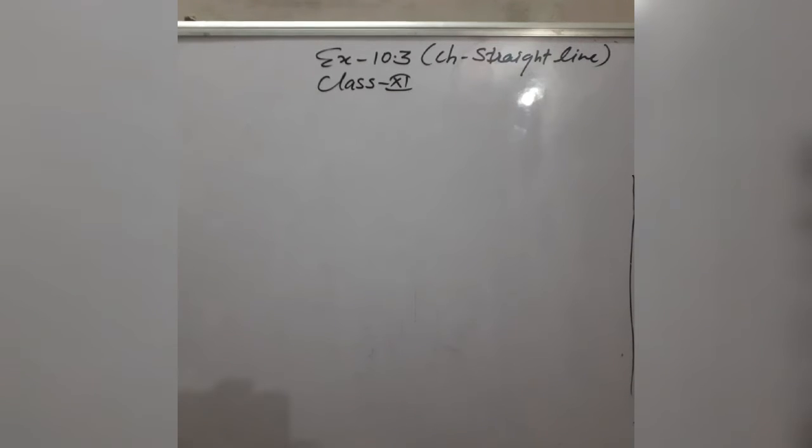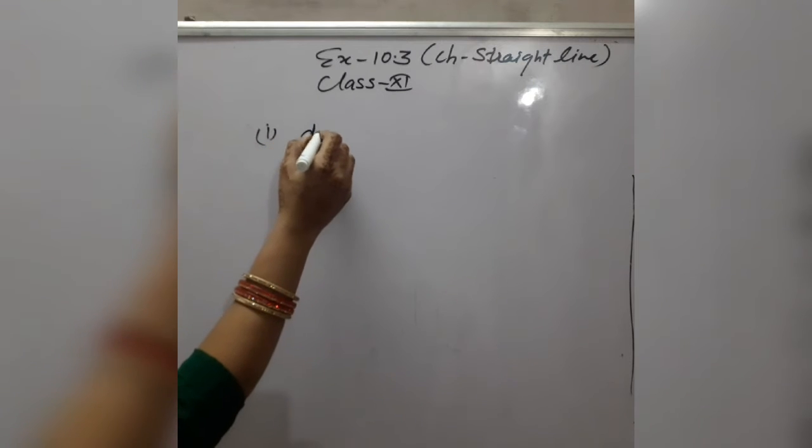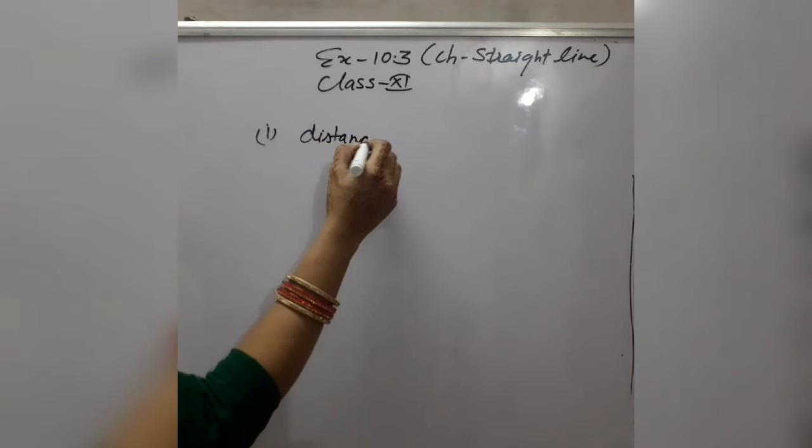Students, today we will start exercise 10.3 from question number 4. Before doing question 4, firstly I am telling you two formulas which we will use in this exercise. First is distance of a point from a given line.